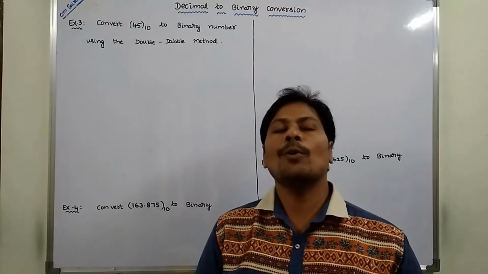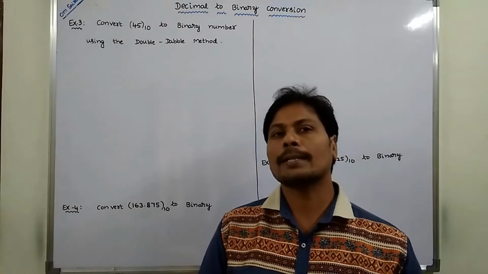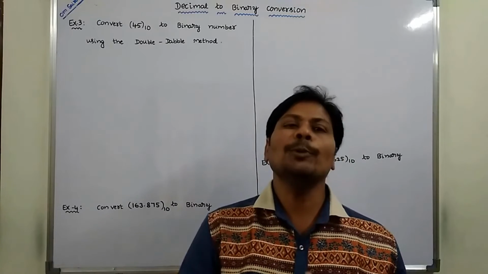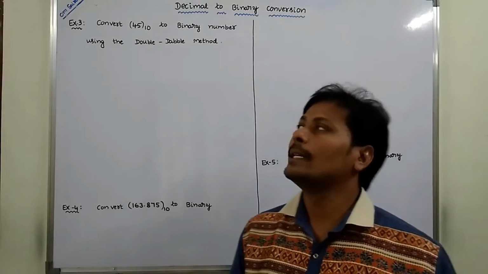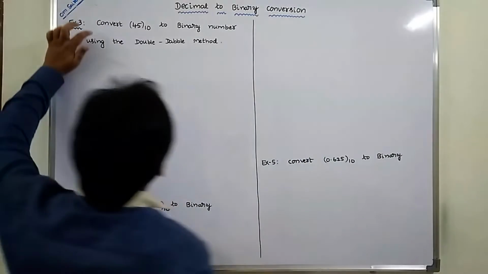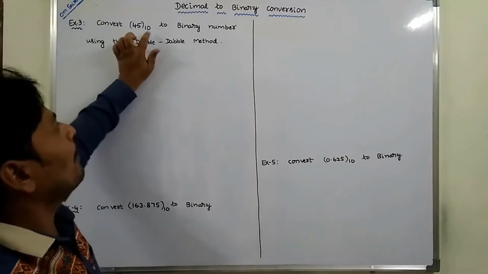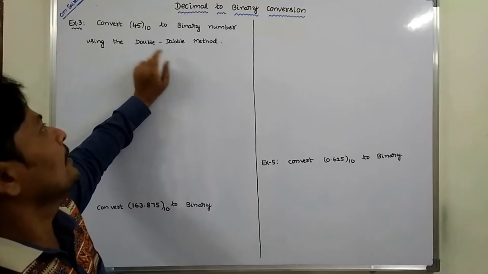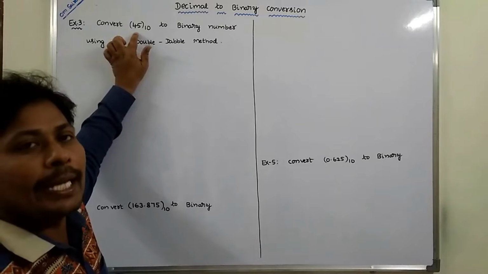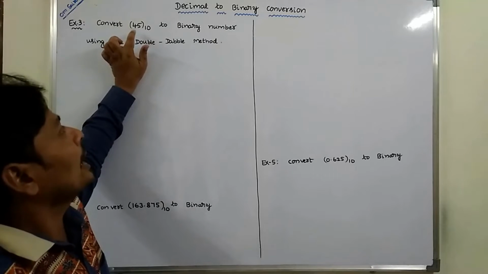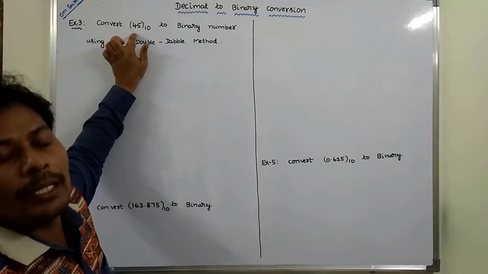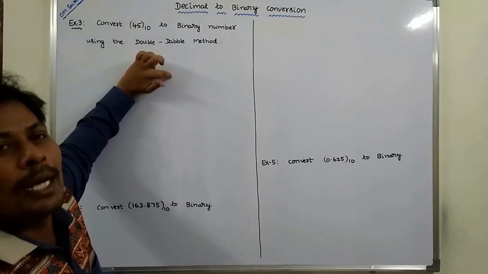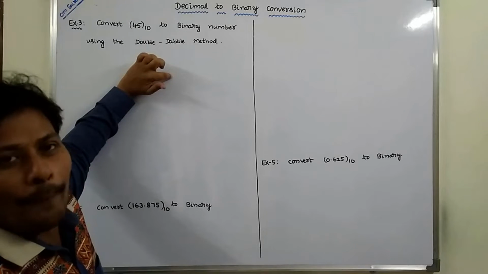Now in this video also we have to solve some example problems, so that is an extension to previous videos. Example 3: convert 45 base 10 to a binary number using the division method. It contains only a decimal integer number. To convert this decimal integer number into the equivalent binary integer number, we have to use the successive division by 2 method.